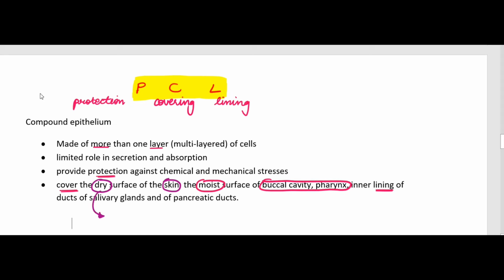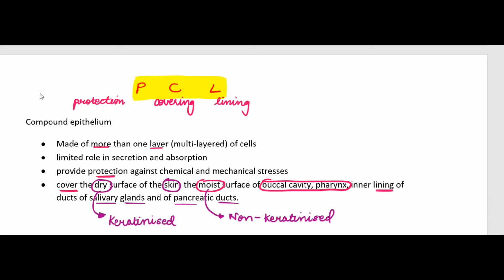So in dry surfaces we have keratinized epithelium, and in moist surfaces we have non-keratinized epithelium. Keratin is a substance which gives the waterproof nature to the tissue. So when we say dry, there is keratin, it is waterproof. And moist surfaces are obviously moist, so they cannot be waterproof. So definitely it is non-keratinized epithelium. Understood? So I told you about protection, covering and lining.